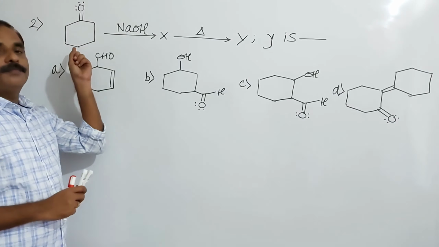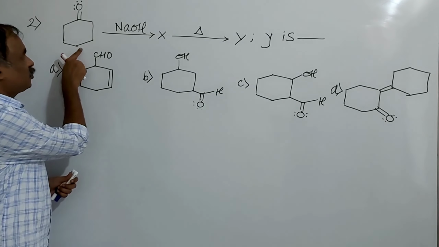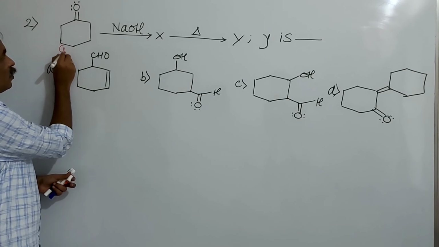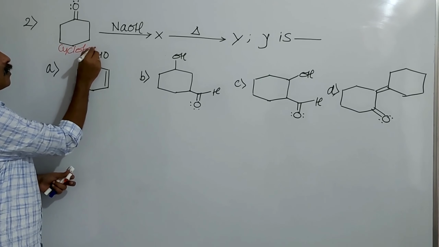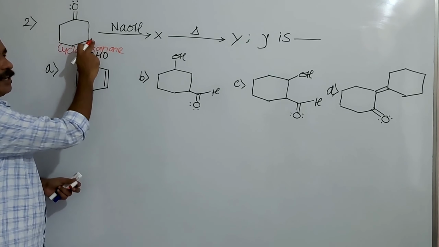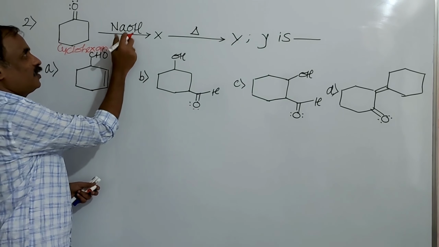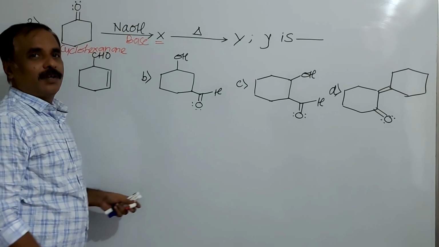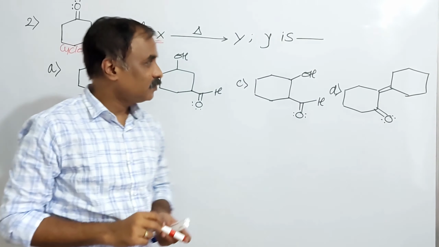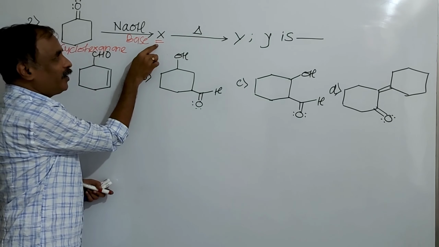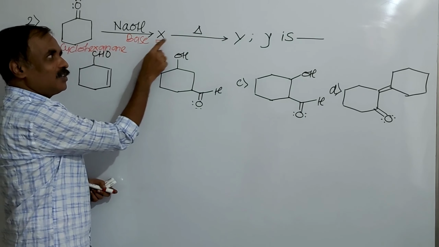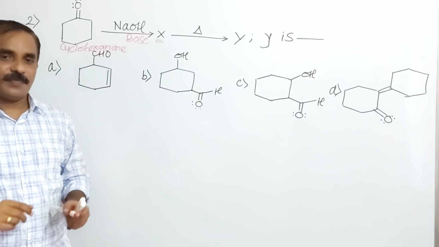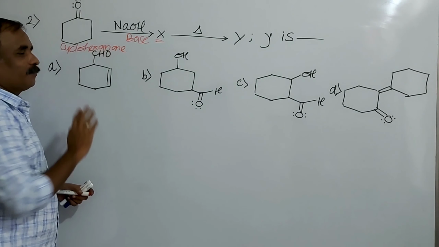Here is the next question. In this multiple choice question, your reactant is cyclohexanone. A reaction of cyclohexanone with the base sodium hydroxide gives X, the intermediate product. When X is heated and decomposes, it gives Y. So here we have to find out Y. Try to identify this reaction.